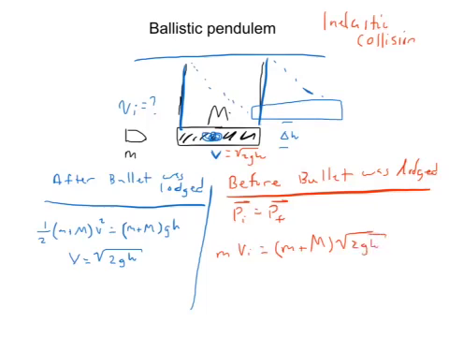So our last step, now we can find the initial velocity of that bullet, which is just the two masses combined, times root 2gh, all over the mass of the bullet. And here's an expression for the initial velocity of the bullet, and all it depends on is the mass of the bullet, the mass of the block, and the height that the block lifted up.